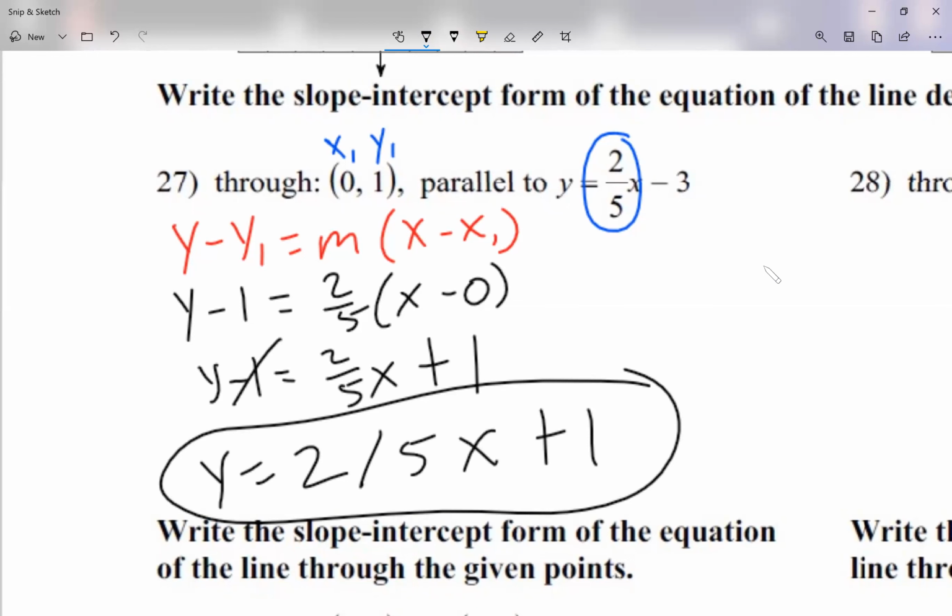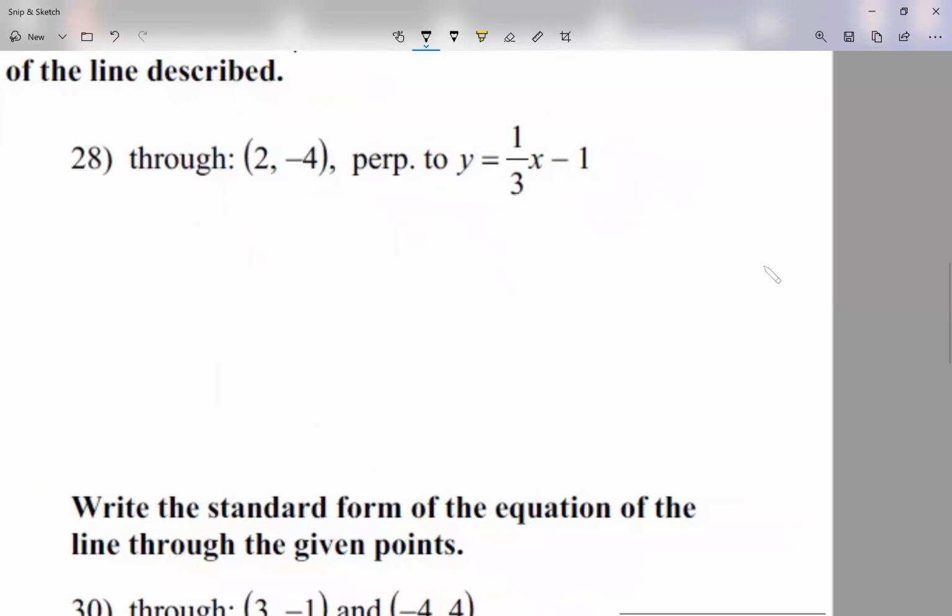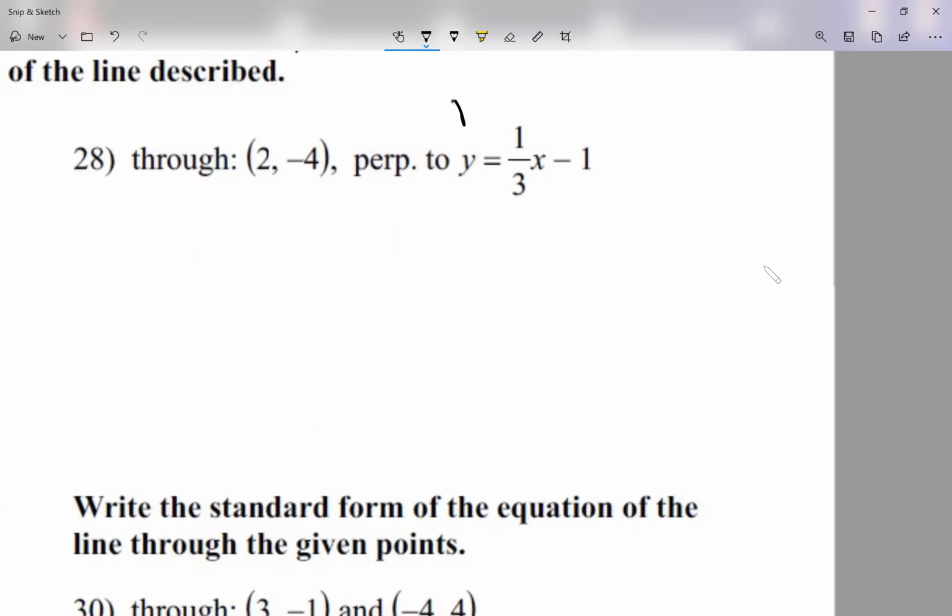When it says parallel, we use the same slope. When it says perpendicular, the slope that I'm going to use is going to be a different sign to begin with. So it's going to be negative, and then flip the fraction, 3 over 1, which is just known as a negative 3, right? My slope that I'm going to use is a negative 3.